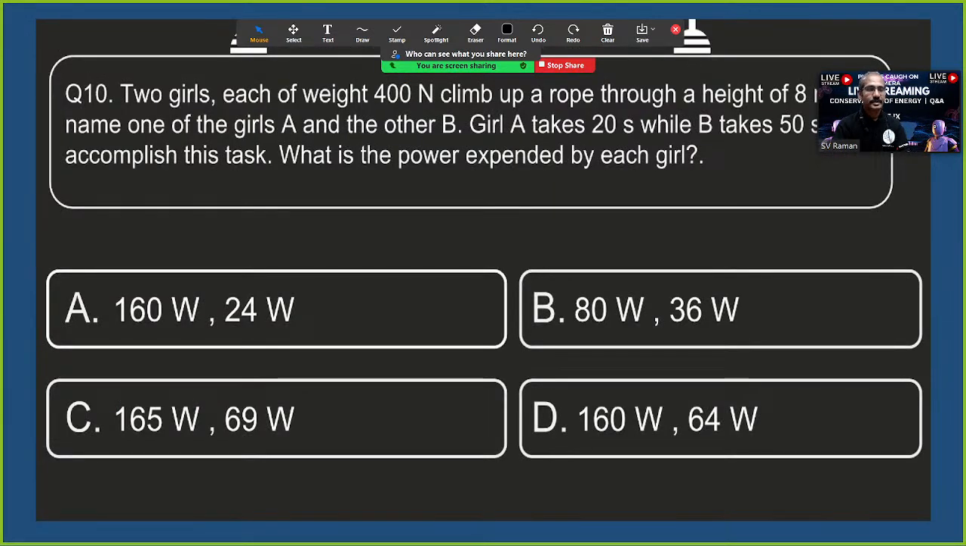Now, there is a question for you. In CBSE, they'll ask this kind of question. Clear? Now, I'm reading a question.